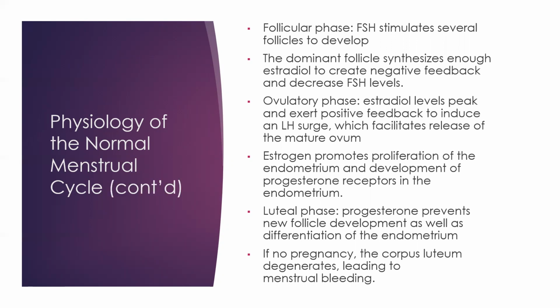During the ovulatory phase, those estradiol levels are peaking, and we've got a positive feedback to induce that luteal stage. Estrogen is going to cause proliferation of the endometrium and development of progesterone. During that luteal phase, we're going to have progesterone stop any new follicle development from occurring. If there's no pregnancy that occurs during that time, then the corpus luteum is going to degenerate. It's going to shed its lining, and then we will experience menstrual bleeding.